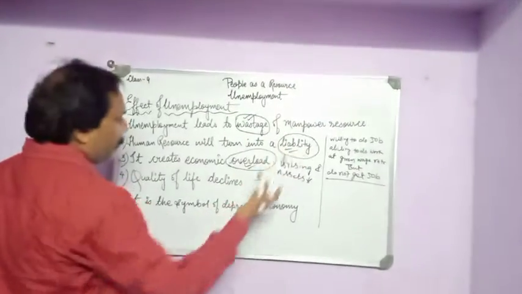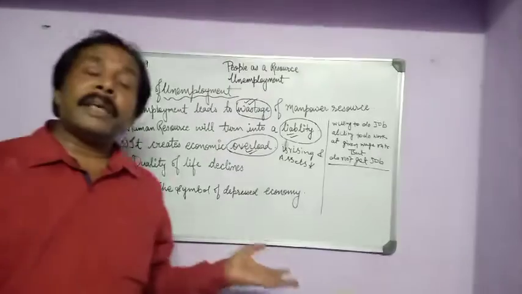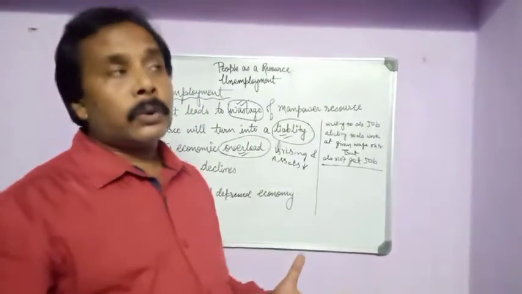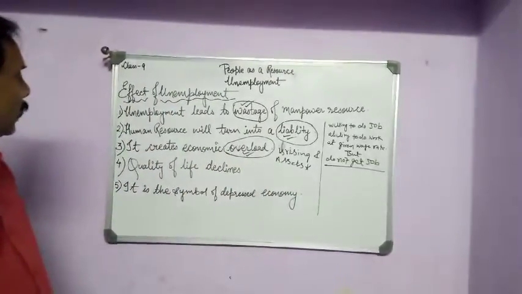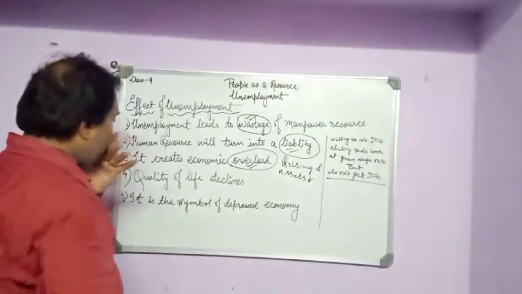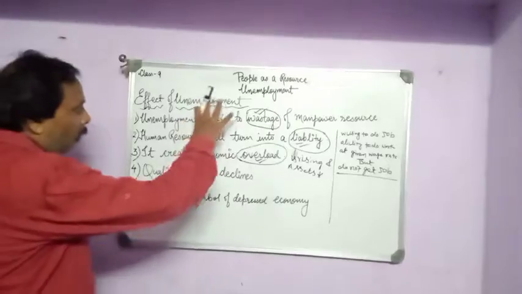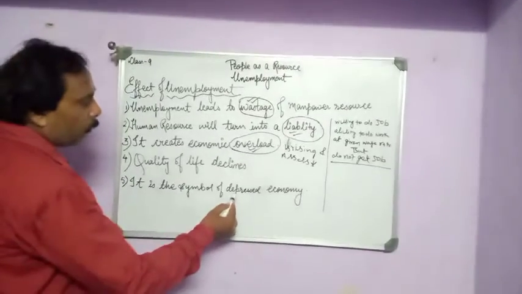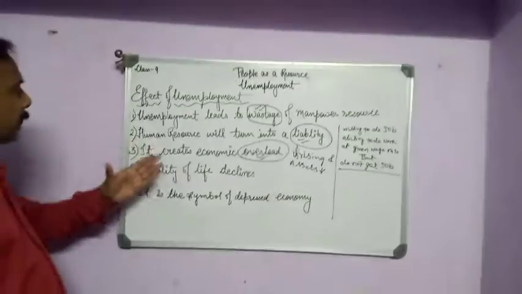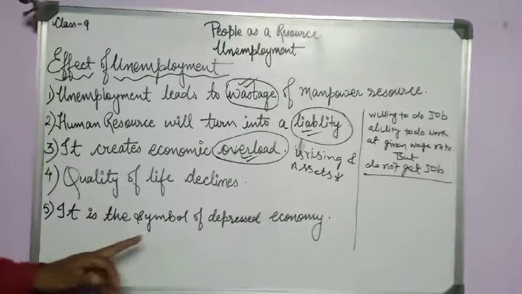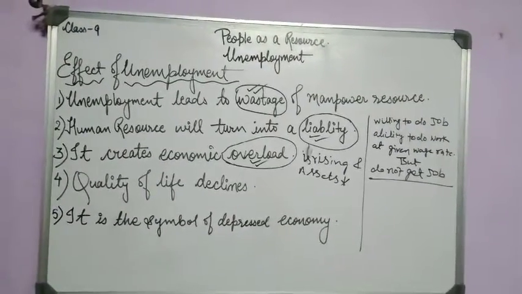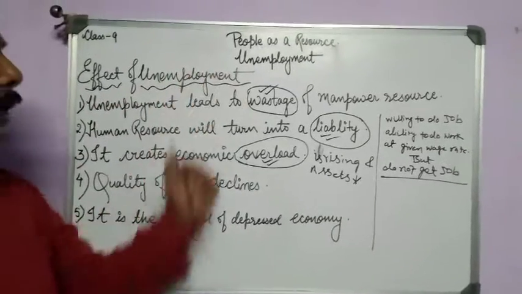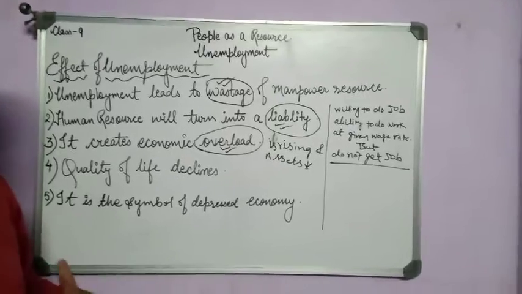And if the people are unemployed, it means they have no income. They are unable to sustain their individual life, and next, they are unable to sustain their family life. So overall, the quality of life starts to decline. If all these things happen, our economy is moving towards a depressed economy, or we can say these are the symbols, these are the factors which show a depressed economy. Our economy is not vibrant, it is moving towards backwardness. In this way we can say unemployment is a curse for any economy.